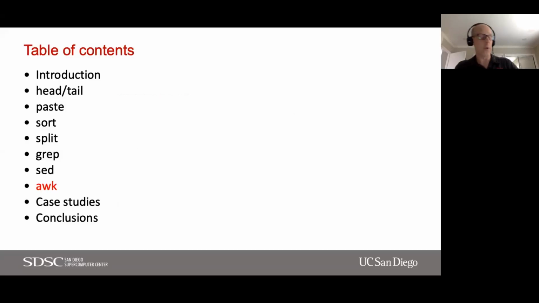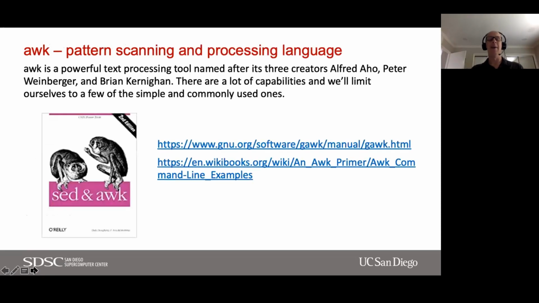Okay, so we have one more tool that we're going to cover, and then we are going to get into a few case studies to see how you might actually use these, or how I used them in the past. Okay, awk is another really, really powerful tool. You saw this book cover already. This is the famous Sed and Awk book by Aho, Weinberger, and Kernighan. Awk is a powerful text processing tool named after its 3 creators.